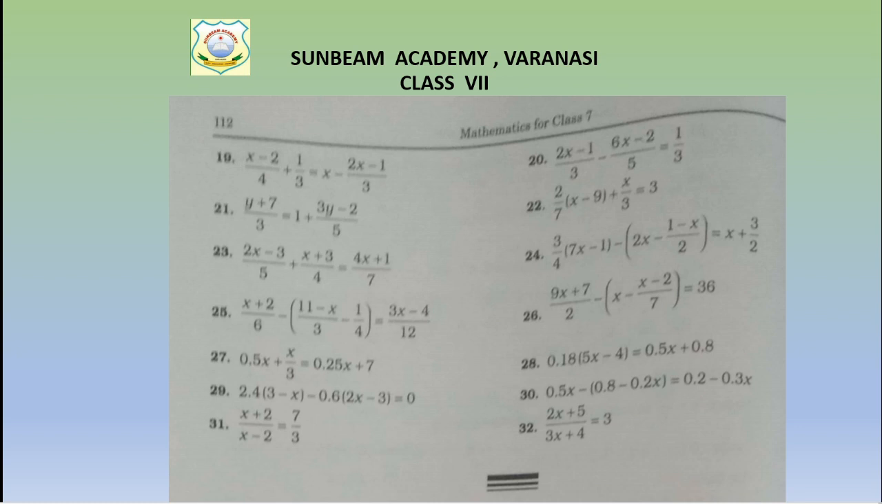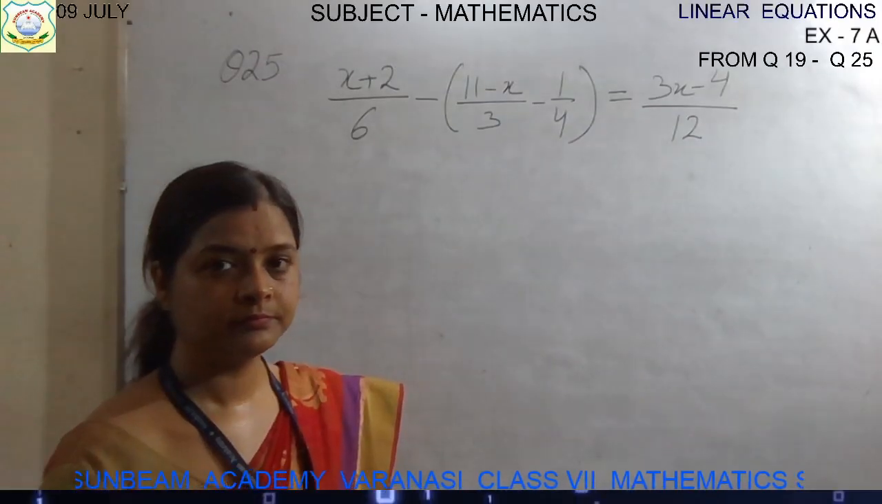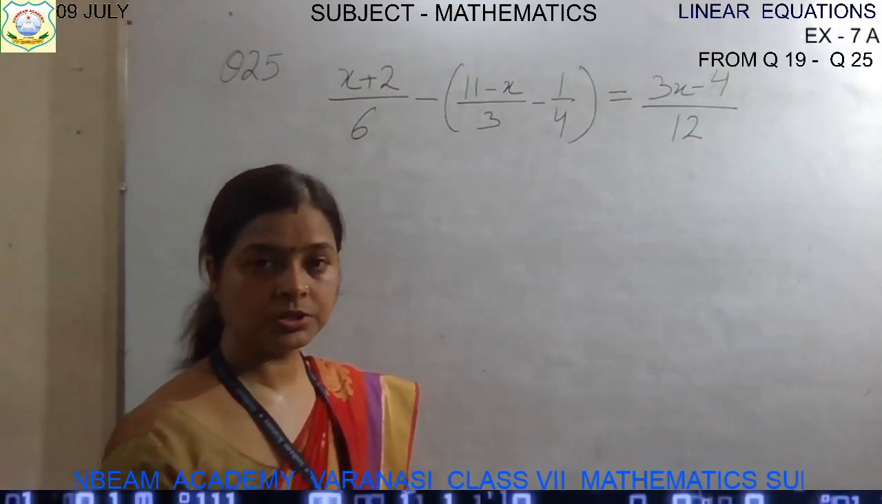Children, I hope you all have written this question. I am also writing it down. Quickly write down in your notebook children. (x + 2)/6 − (11 − x/3 − 1/4) = (3x − 4)/12. Now let's see the board. See, this is the question.